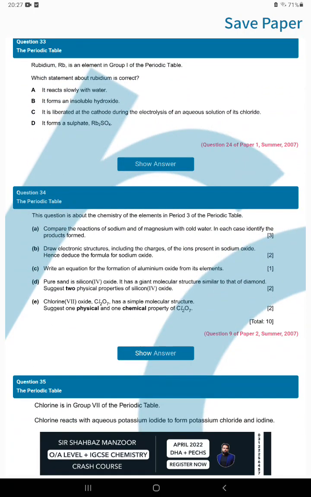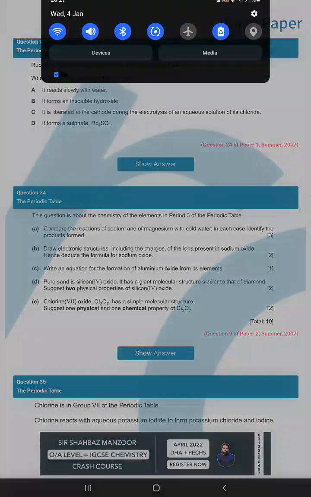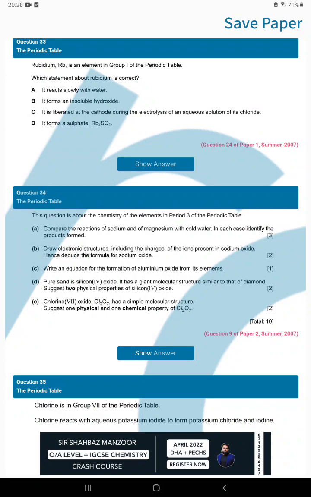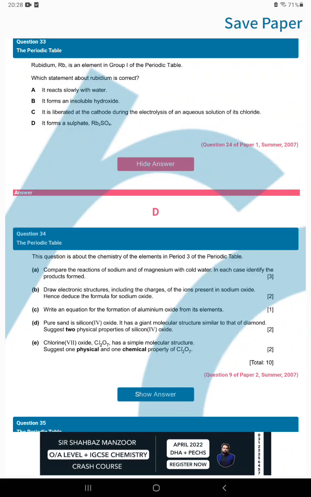Rubidium is an element in group 1 of the periodic table. Which statement about rubidium is correct? It reacts slowly with water. It forms an insoluble hydroxide. It is liberated at the cathode during the electrolysis of an aqueous solution of its chloride. It forms a sulfate. D. It forms a sulfate.